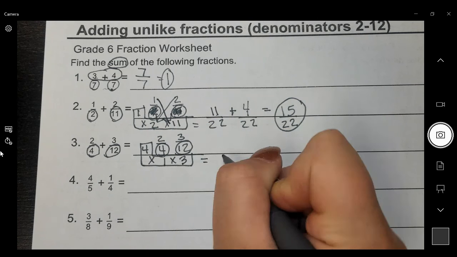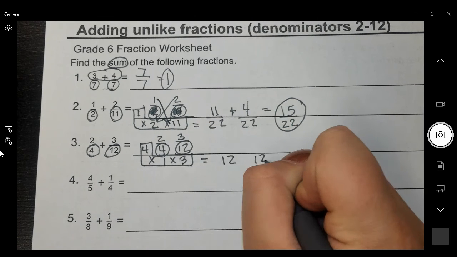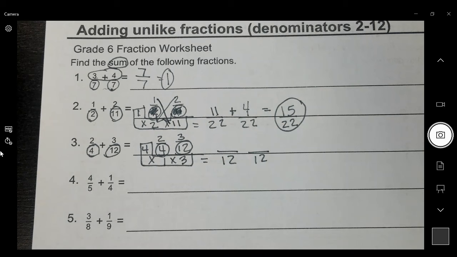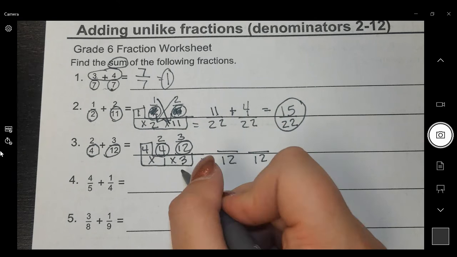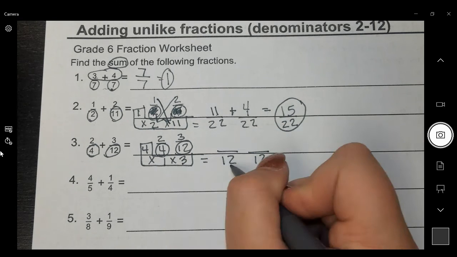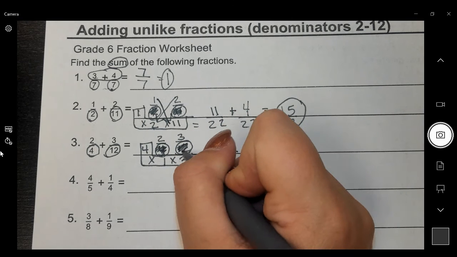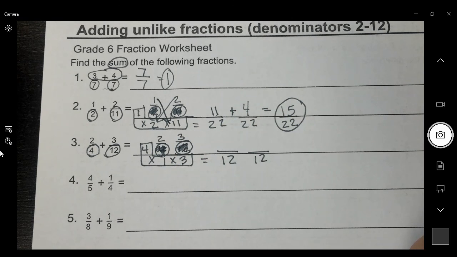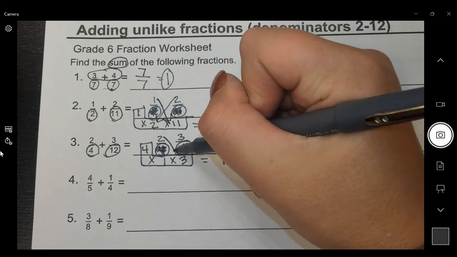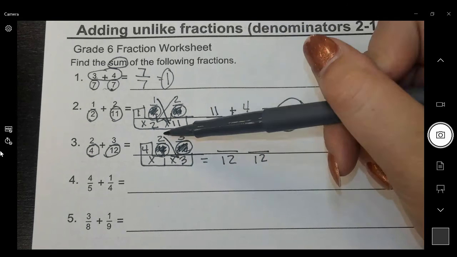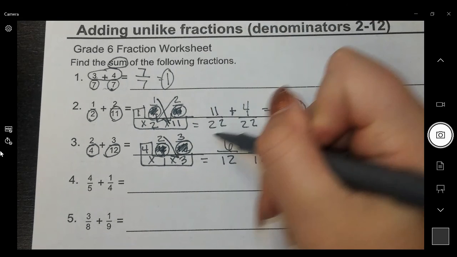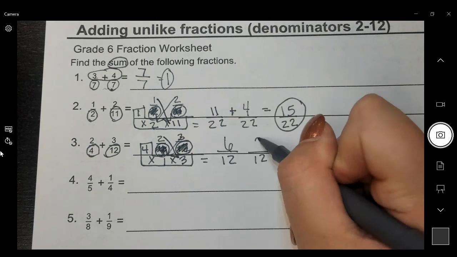Draw my L for my least common denominator. And I get 12 as my denominator because 4 times 1 is 4 and 4 times 3 is 12. So I'm done with my denominators. Okay, now I want to focus on my numerators. So I'm going to cross multiply. 2 times 3 is 6 and 3 times 1 is 3.